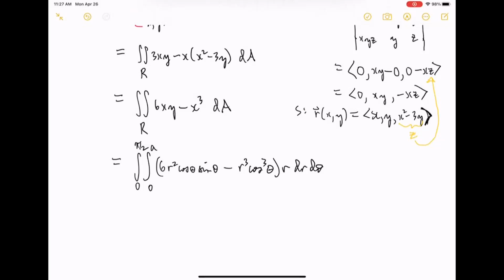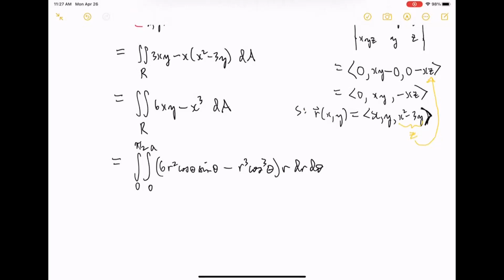Okay. I won't go through the computation there. It's not too bad. I don't see any obvious tricks to make this thing totally trivial or anything like that. But this is still something that you would be able to do, hopefully.